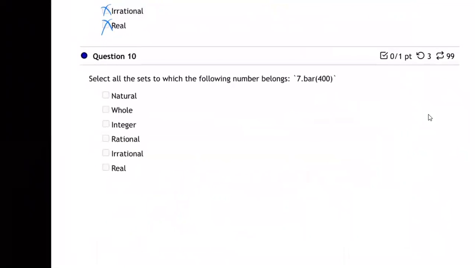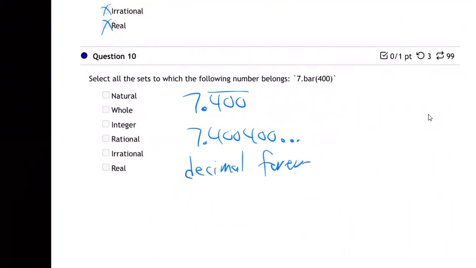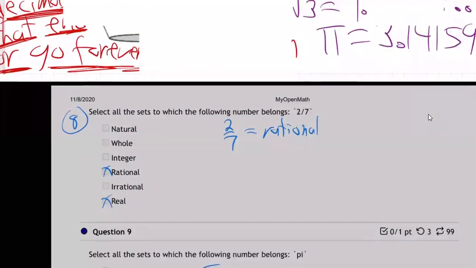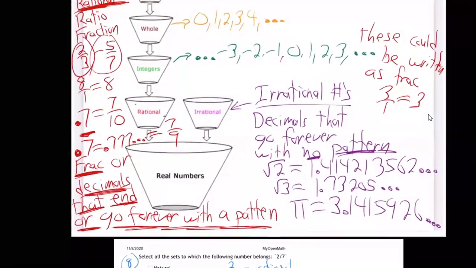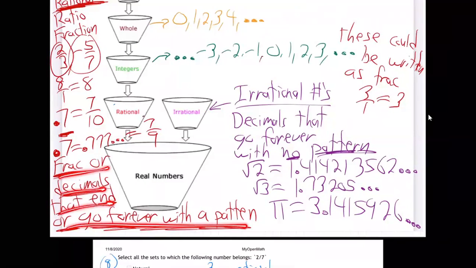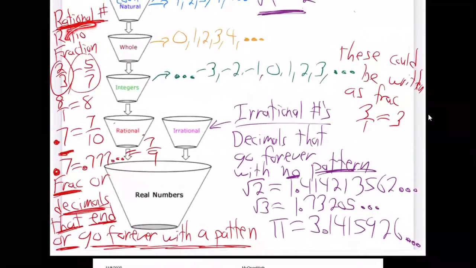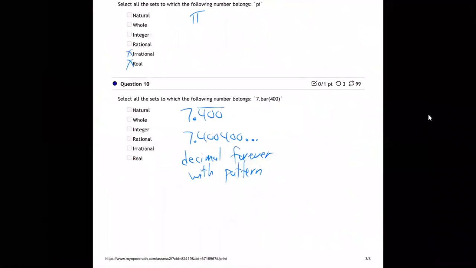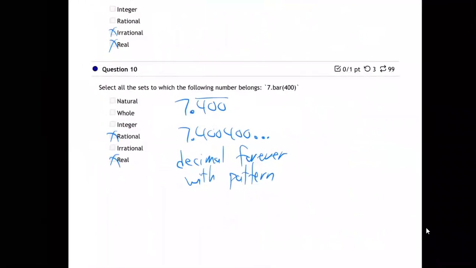And finally, number 10, 7 point, and then it has a bar over the 400. So you know what that means. That's 400, 400 forever. Decimal forever with a pattern. As we saw right here, fractions or decimals that end or go forever with a pattern are ratio numbers, because you got a pattern. It can be written as a ratio, a fraction. So it's rational, and rational is inside real. So that'd be rational and real for that number.